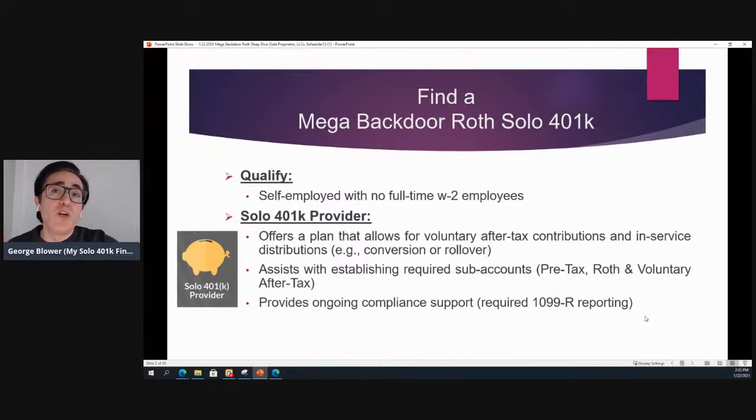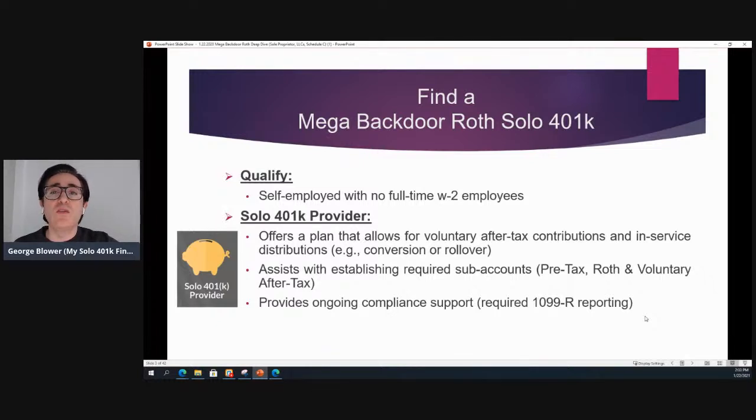But in order to be able to make those types of contributions, you need to, number one, be eligible to set up a solo 401k. So you have to qualify. And in order to qualify, in simple terms, you have to be self-employed with no full-time W-2 employees working for you. And then you have to have a solo 401k provider whose plan supports the Mega Backdoor Roth Solo 401k feature. So what does that mean?